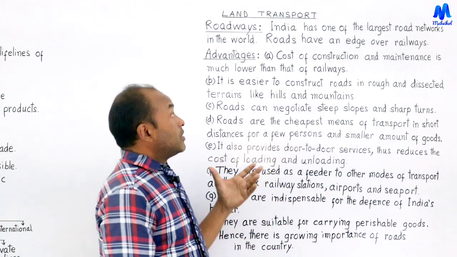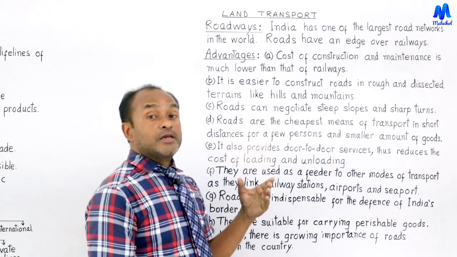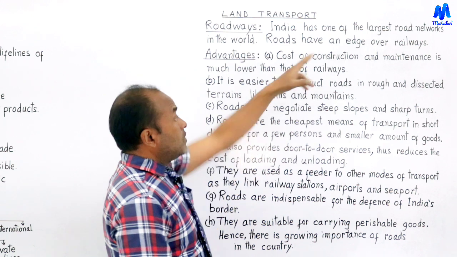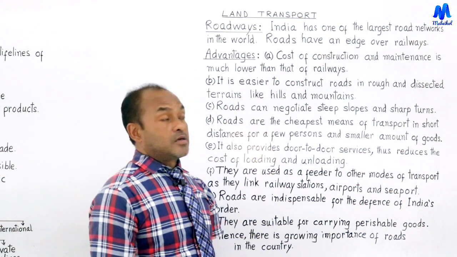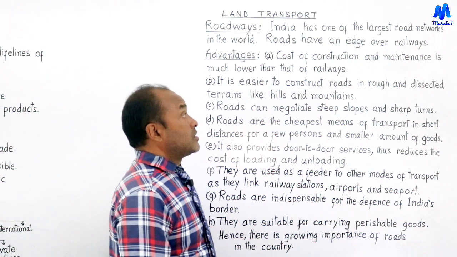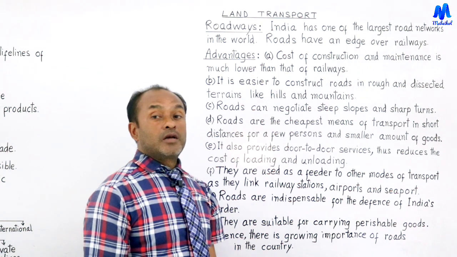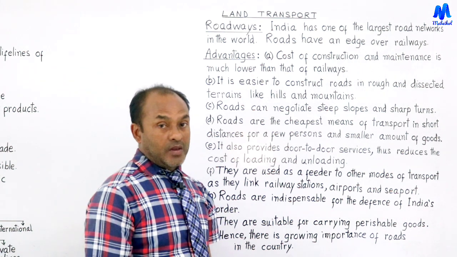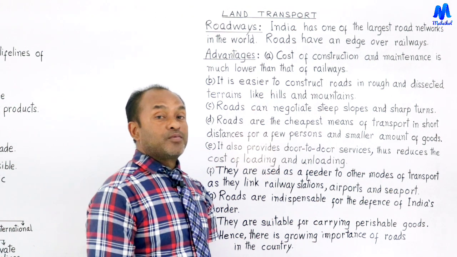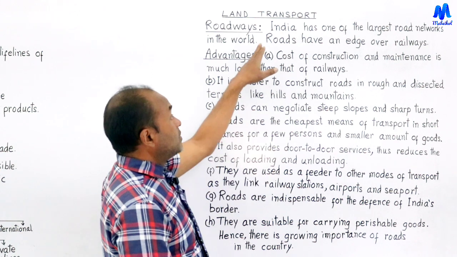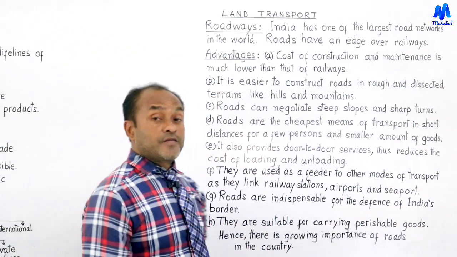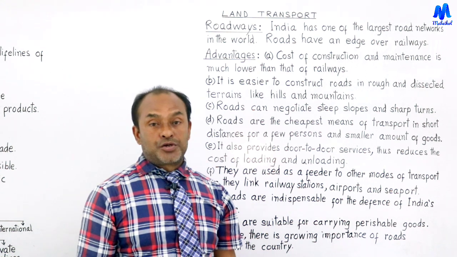Among the land transport, roadways is the most important one, and India has one of the largest road networks in the world. The first largest road network in the world is owned by USA. So India may be ranked in the third position after Russia. Okay, let's have a discussion here. First of all, we'll discuss about advantages.